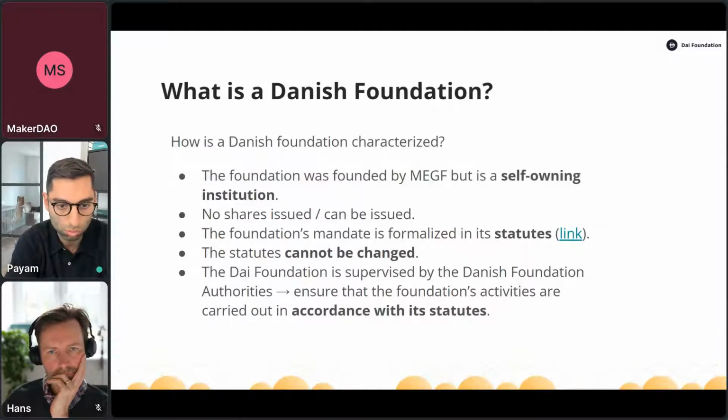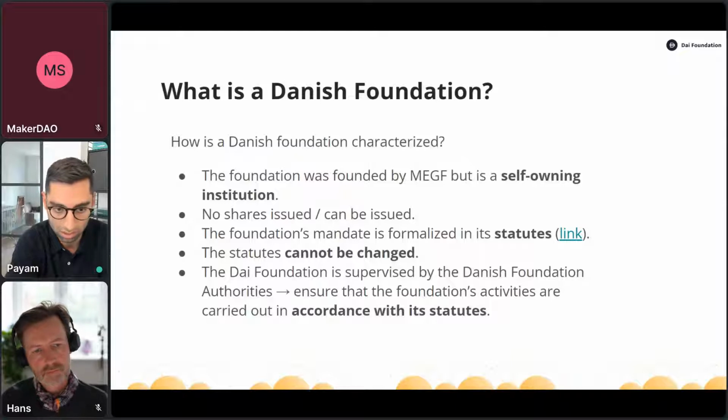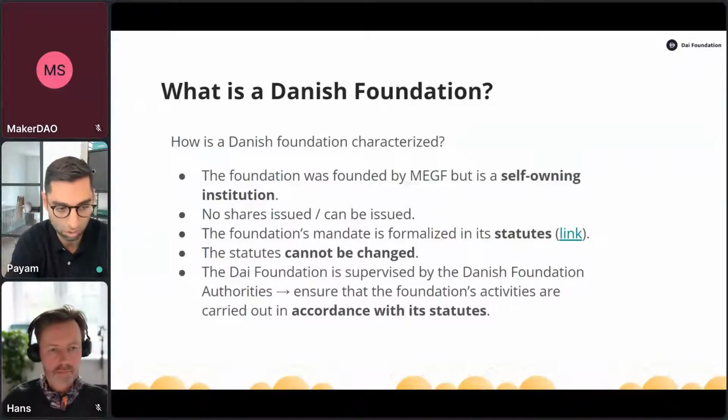So who supervises that whatever the board is doing is in full accordance with those statutes? There we have the Danish Foundation authorities. They are supervising on a regular basis. Each calendar year, they carry out a full legal inspection where they go through our minutes, our budgets, the way we spend our money, and so forth. And they continuously assess whether whatever we are doing is in full accordance with the statutes.